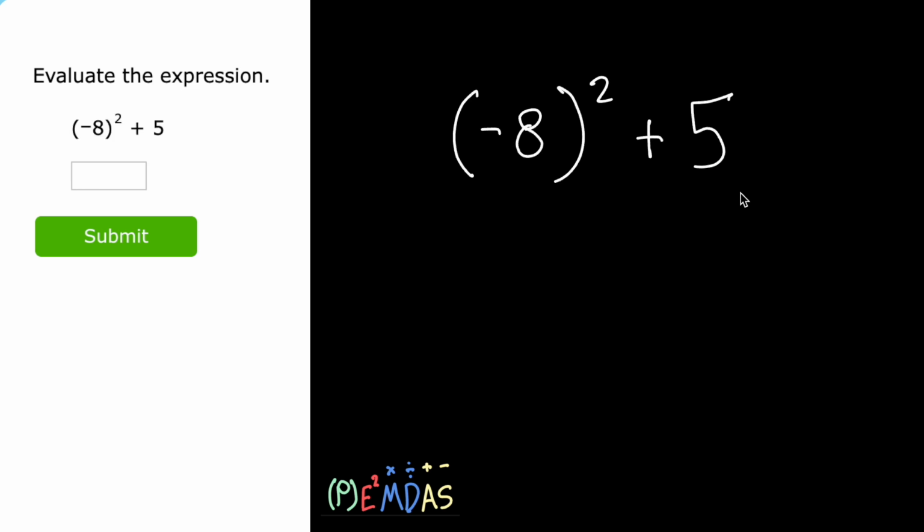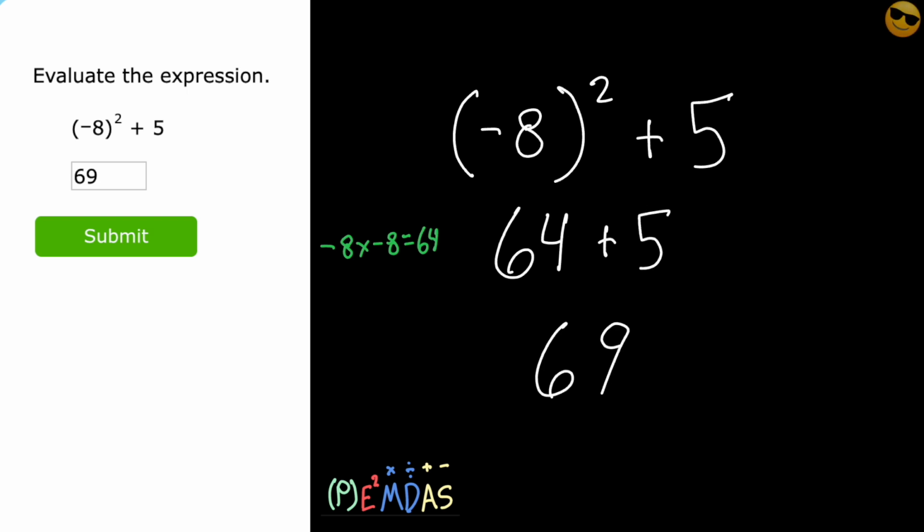In this question, we can do the exponent first. So we have -8 squared, which is the same thing as -8 times -8. And that gives us positive 64. 64 plus 5 is 69.